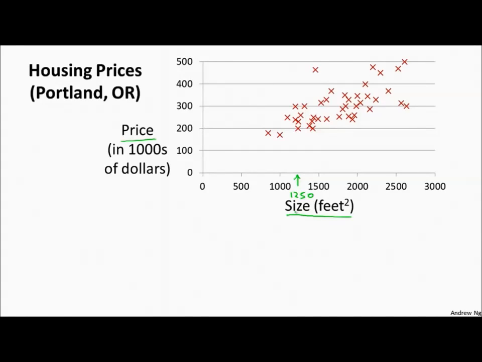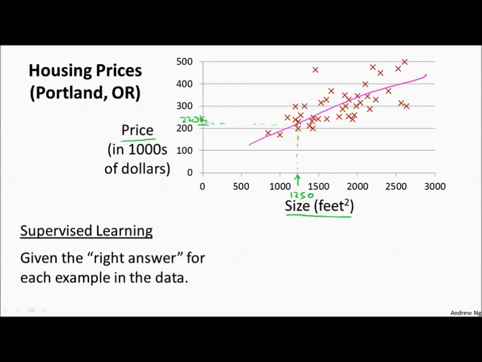Well, one thing you could do is fit a model, maybe fit a straight line to this data. That might look something like that. And based on that, maybe you could tell your friend that they can maybe sell the house for around $220,000. So this is an example of a supervised learning algorithm, and it's supervised learning because we're given the quote-unquote right answer for each of our examples. Namely, we're told what was the actual price that each of the houses in our data set was sold for.